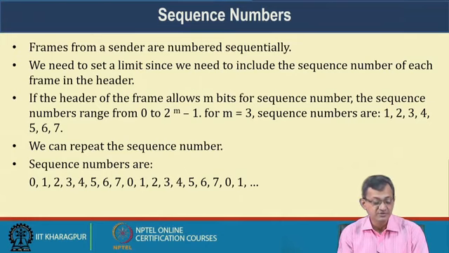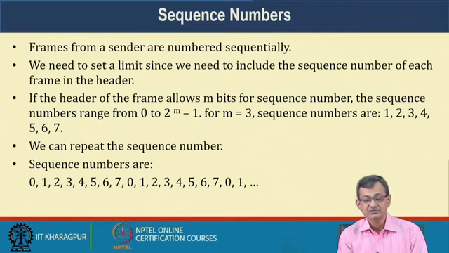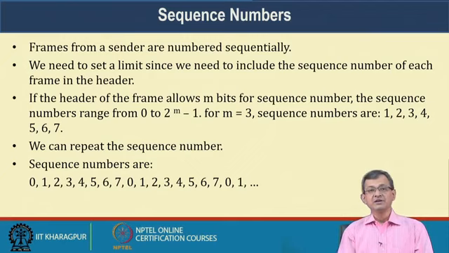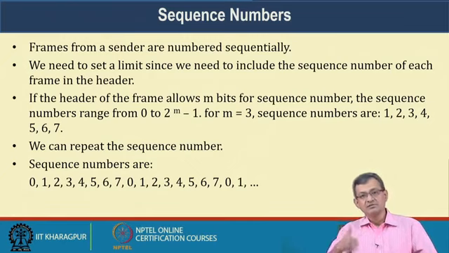We can repeat the sequence numbers. So, it is 0, 1, 2, 3, 4, 5, 6, 7, 0, 1, 2, 3, 4, 5, 6, 7, and so on and so forth. So, the sequence number can be repeated on a regular basis.